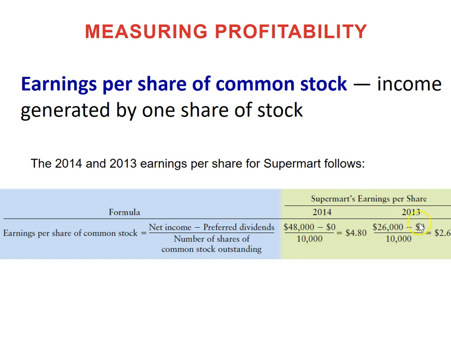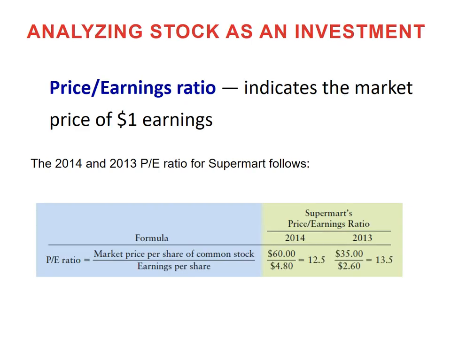And if you compare here from 13 to 14, their EPS actually increased. Earnings per share, in short we also call it EPS. EPS actually increased. That means for every share they will have in 14 around $4.8 of earnings, and of course higher is better. So EPS is another important profitability ratio.